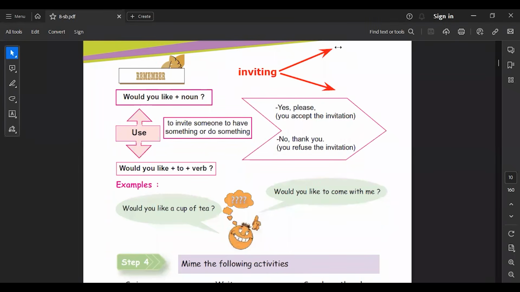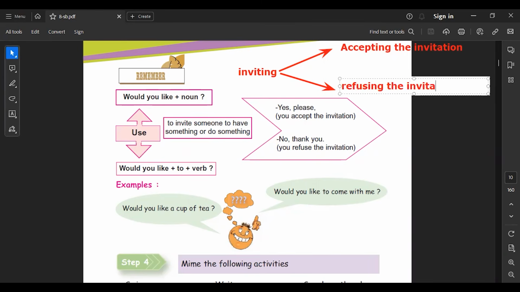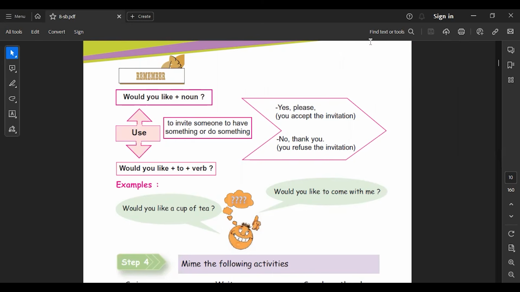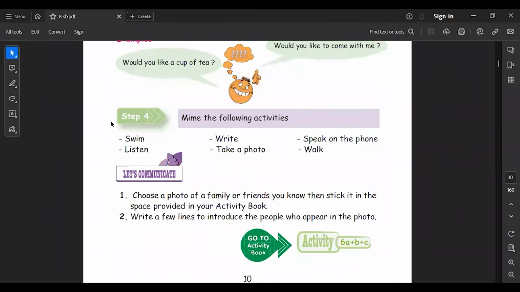We have accepting the invitation, or refusing the invitation. Pay attention, is it clear or not? So we have inviting, accepting the invitation and refusing the invitation. How do we use inviting? We know it if I have would you like and the rest continues as you want, with a noun or with a verb. Now this is it. You have time here.